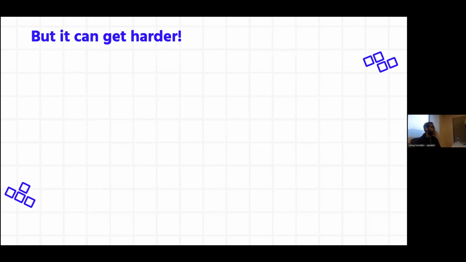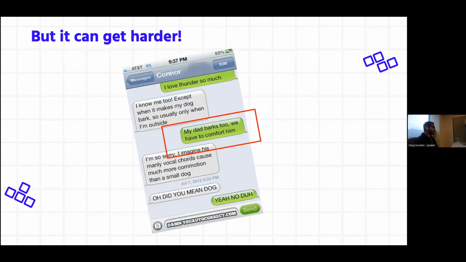I'm sure you've seen a ton of those autocorrect fails. So here's one in the sentence, my dad barks too. We have to comfort him. And then they make fun of this person for saying dad, but really their phone auto-completed to dad instead of dog. And the reason it does that is because maybe the phone thought that dad was a more likely sentence. So we'll talk about why that might happen.